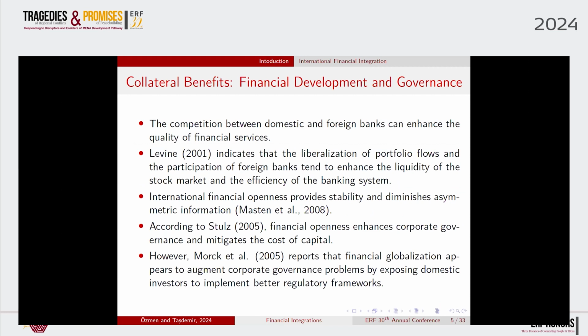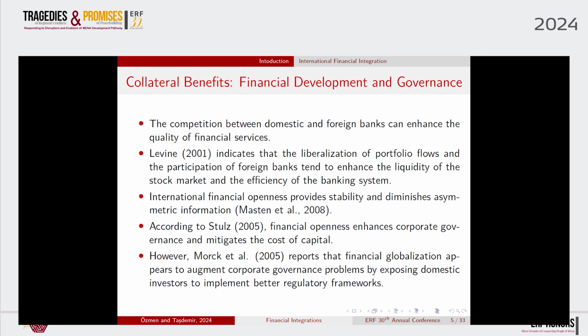Consistent with the findings by Kowsar, the bulk of the literature finds that capital account openness enhances the efficiency of the banking system, mitigates asymmetric information, enhances governance, and mitigates the cost of capital.